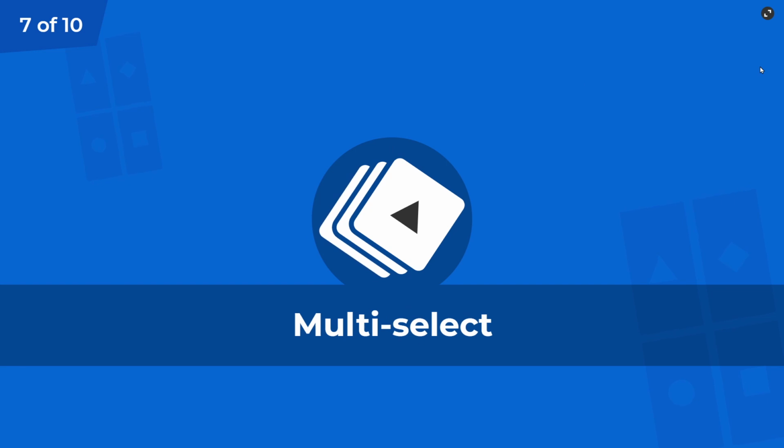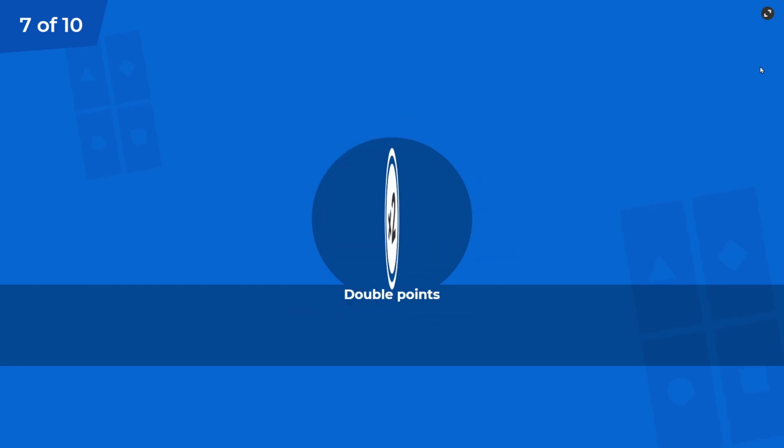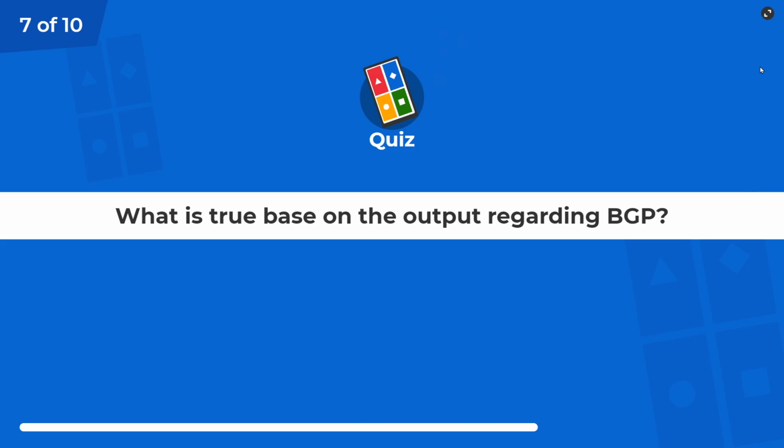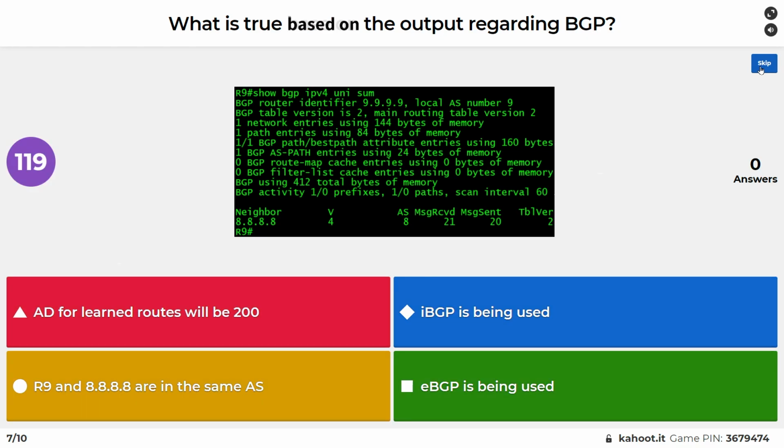Question number 7, multiple select, maybe. It's also double points. What is true based on the output regarding BGP?